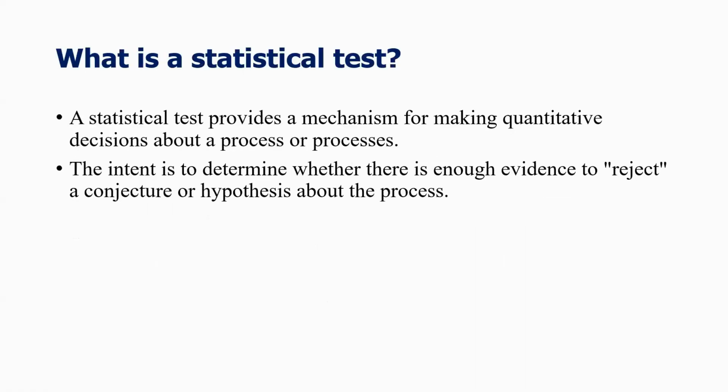So then, what is a statistical test? Once you know your hypothesis, you've converted it into a testable statement, and you know what metrics you will be calculating, then you have to look at a statistical test. A statistical test provides a mechanism for making quantitative decisions about a process or processes. And the intent is to determine whether there is enough evidence to reject a conjecture or hypothesis about the process. So ideally, it's a set of procedures. We are going to look at this set of procedures in a while.